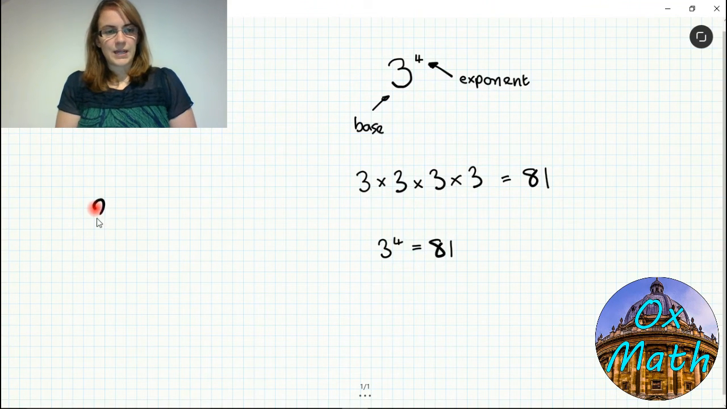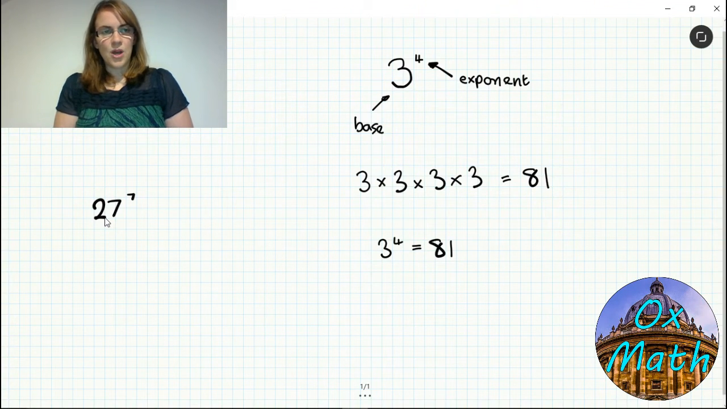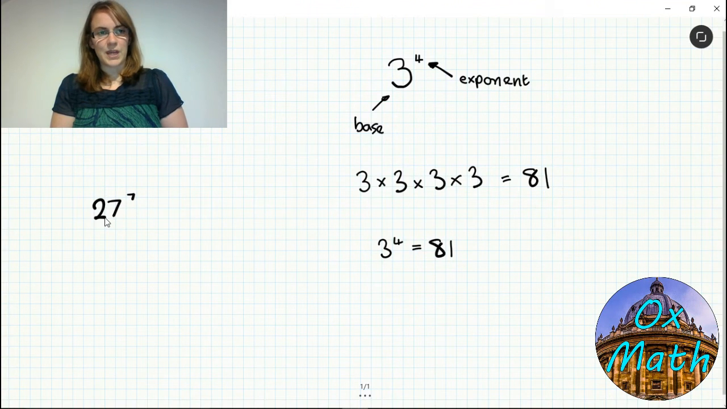So if we had 27 and a superscript 7, that is 27 to the power of 7, which means that we would need to use 27 7 times in a multiplication. So 27 times 27 times 27 times 27 times 27 times 27 times 27. So you can see that actually saying 27 to the power of 7 is a lot easier and a lot quicker to know how many times you actually need to multiply the 27.